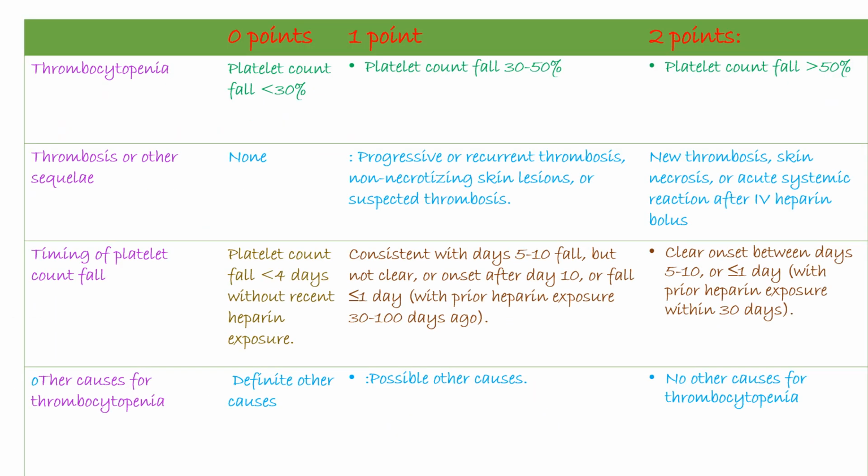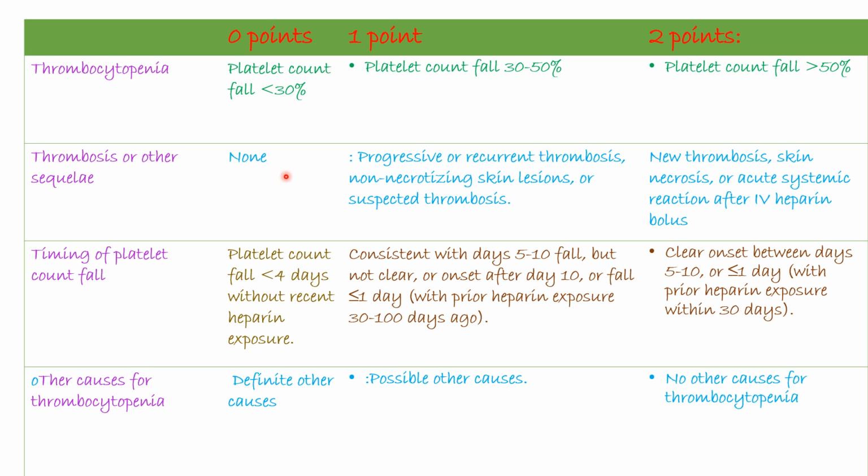So this is the 4T scoring system I was talking about, where we have the 4 components: thrombocytopenia is the first T, thrombosis or any other sequelae, timing of the platelet count, and the last T, other causes of thrombocytopenia. So in terms of thrombocytopenia, if the platelet count is less than 30, then we give that 0 points. If the platelet count falls between 30 and 50, we give it 1 point, and if it is greater than 50 or more, we give 2 points.